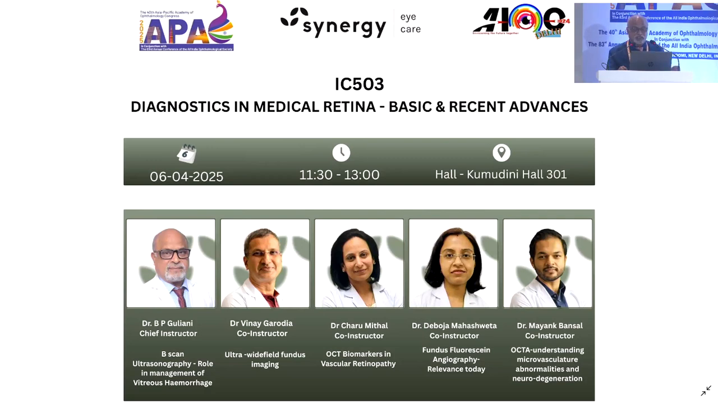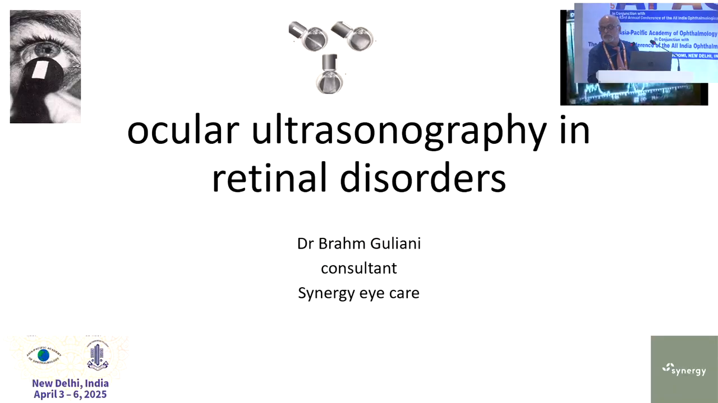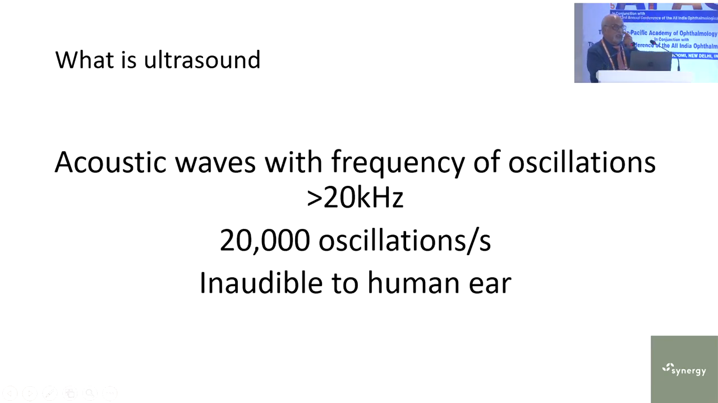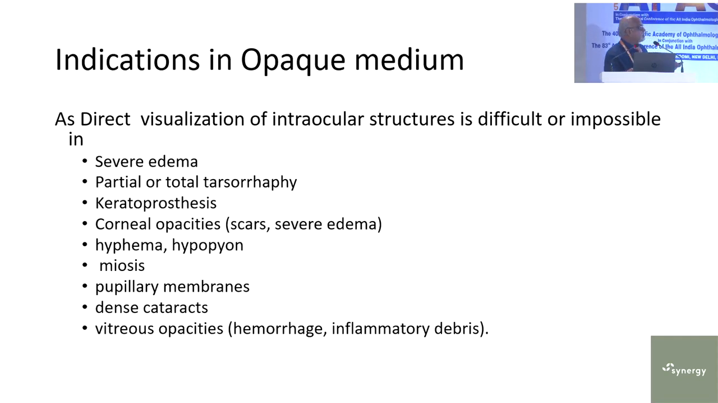I don't know why. So the first topic I am going to cover is ocular ultrasonography in retinal disorders. Ultrasound, as you know, is basically a sound which is inaudible to the ears, and it has a frequency of 20 kilohertz, or 20,000 oscillations. This is just basics. I am just talking about a few slides, and then we'll go to examples.